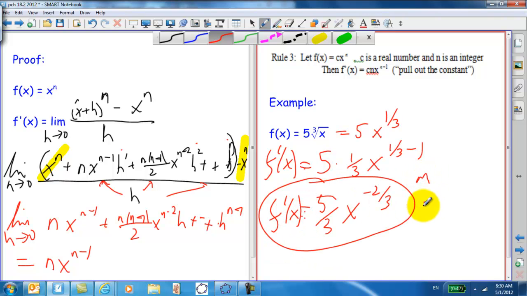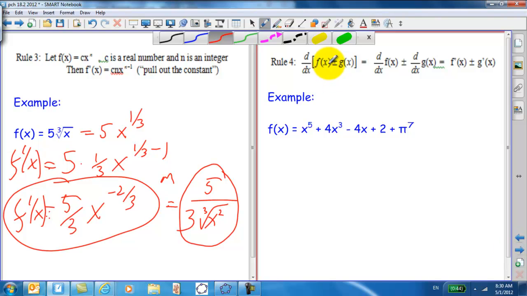Usually, I like to put something in the form of what I originally saw it in. It was in radical form, so I'm going to put the final answer in radical form. I'm going to put the x underneath as positive 2/3, so the cube root of x squared, and write it like that.